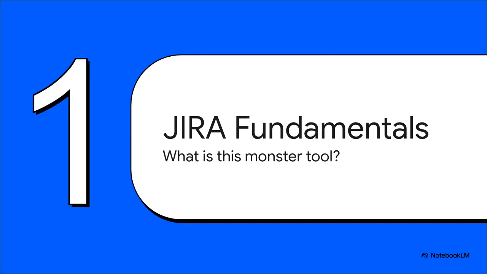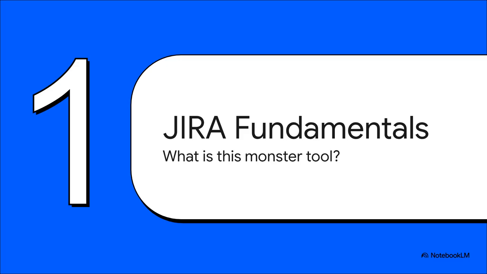So let's start with the absolute basics. What is this tool, really? At its heart, JIRA, which comes from Atlassian, is a super powerful platform for tracking bugs, tracking issues, and just general project management. You can kind of think of it as the central nervous system for countless development teams all over the world.